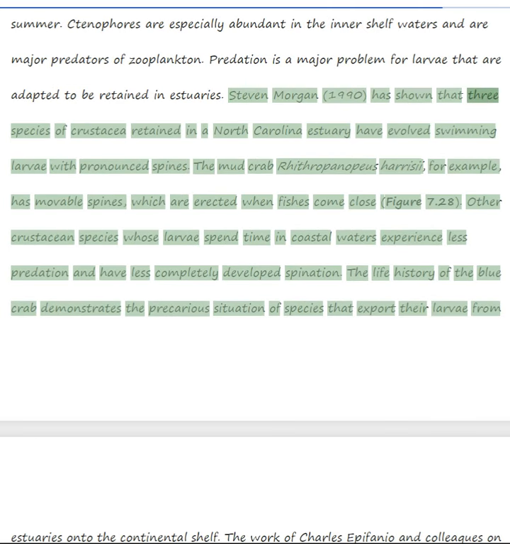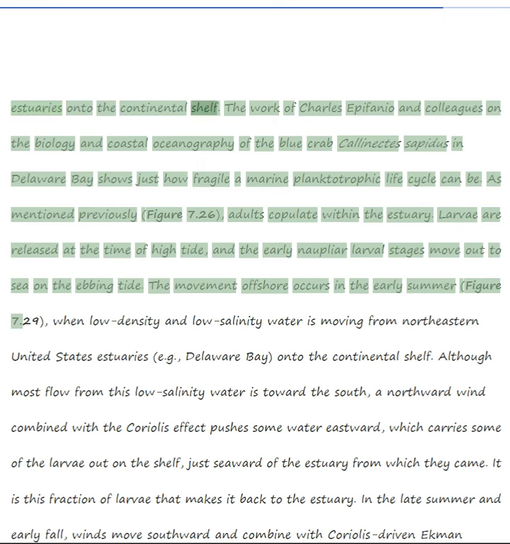Stephen Morgan has shown that 3 species of crustacea retained in a North Carolina estuary have evolved swimming larvae with pronounced spines. The mud crab Rhithropanopeus harrisii, for example, has movable spines, which are erected when fishes come close. Other crustacean species whose larvae spend time in coastal waters experience less predation and have less completely developed spination. The life history of the blue crab demonstrates the precarious situation of species that export their larvae from estuaries onto the continental shelf.